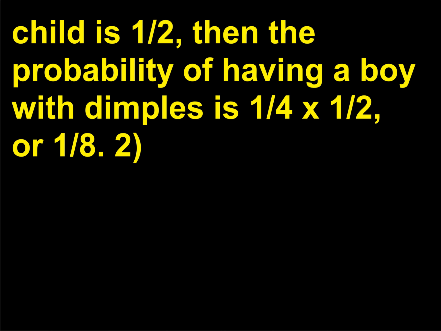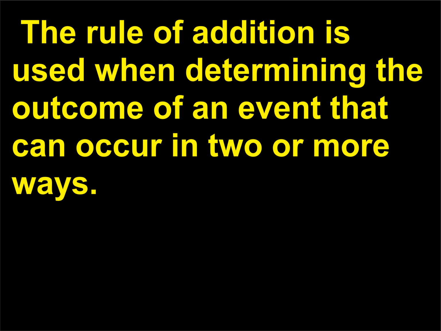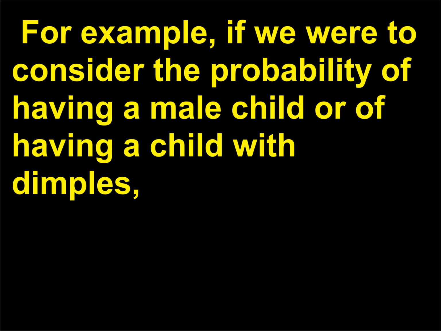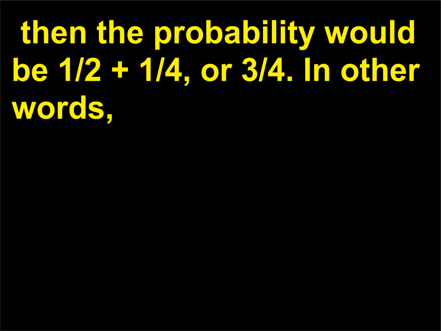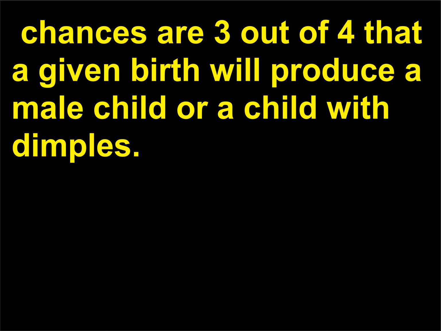2. The rule of addition is used when determining the outcome of an event that can occur in two or more ways. For example, if we were to consider the probability of having a male child or of having a child with dimples, then the probability would be 1/2 plus 1/4, or 3/4. In other words, chances are 3 out of 4 that a given birth will produce a male child or a child with dimples.